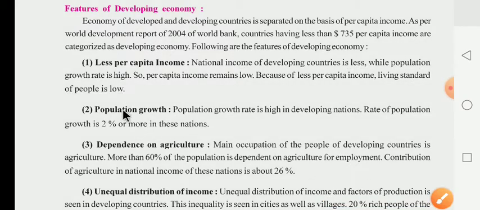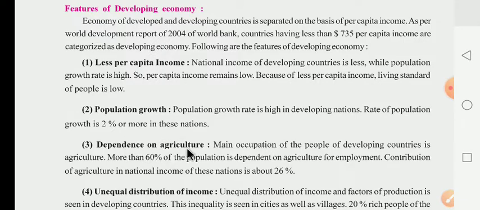Second topic is population growth. The population growth rate is high in developing nations, and the rate of population growth is 2% or more in these nations. Compared to the national income, population growth is high and national income is lower.